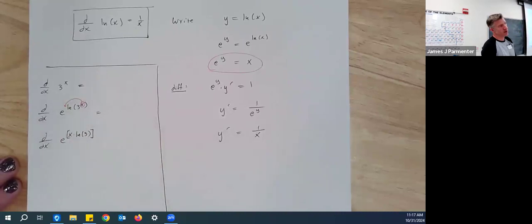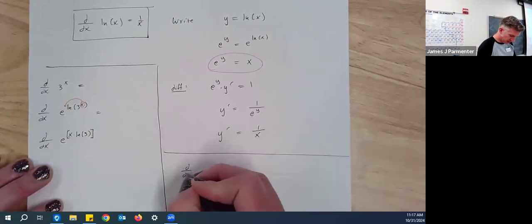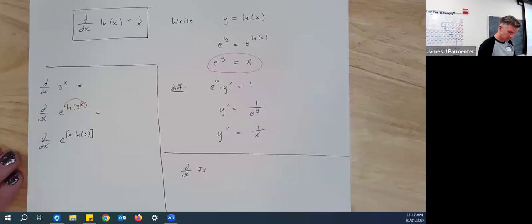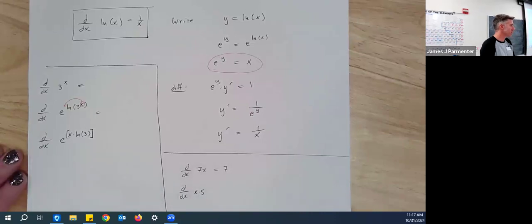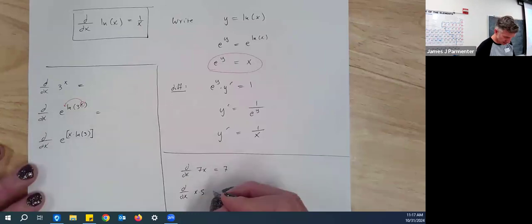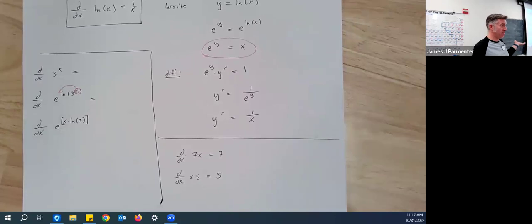Quick question on the side. What's the derivative of 7 times x? Cool. What's the derivative of x times 5? 5. Right? So I didn't really change anything. Order of multiplication does not matter. Whether it's x times 5 or 5 times x, it's still a constant times x. It's still a line whose slope is 5 all the time, even though I wrote it in a dumb way.